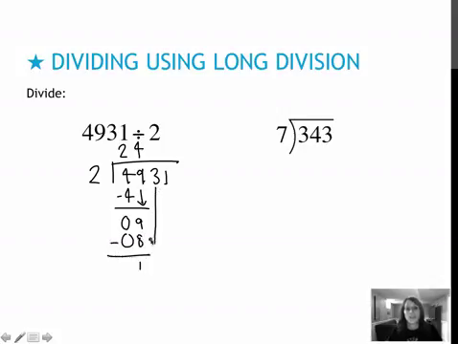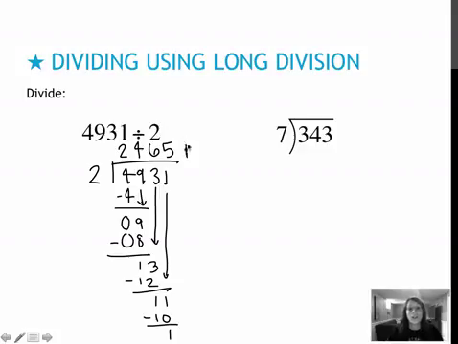But I can still bring down the next digit. So 2 goes into 13 6 times because 2 times 6 is 12. When I subtract 12, I have 1 left over. I still bring down that last digit. 2 goes into 11 5 times because 2 times 5 is 10. And because I don't have anything left to bring down, that is a remainder. So my solution is 2,465 with a remainder of 1.